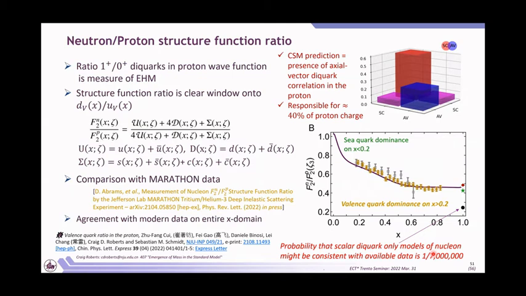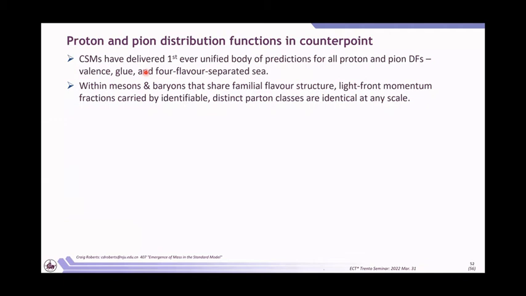So the continuum Schwinger function methods have delivered the first ever unified prediction for all proton and pion PDFs: valence, glue, and a four-flavor separated sea. What we've learned is that mesons and baryons that share the same family type of flavor structure will have a light-front momentum fraction at the hadron scale which is the same.